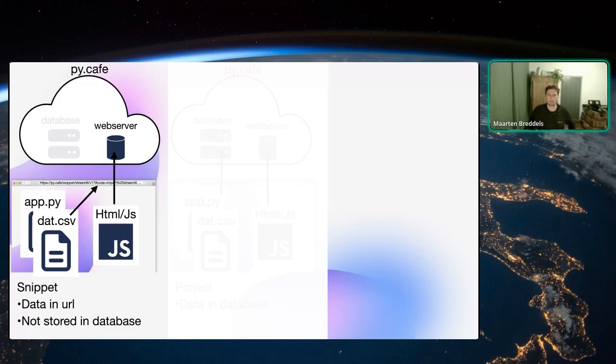I want to get a little bit back to how we store the data. So in the beginning, I talked about snippets. That's what you see on the left. And in the cloud, we have a PyCafe server running, consisting of a database and a web server. If you go to PyCafe, all the HTML, JavaScript, CSS, everything gets fetched from the web server. But the data that you put in, like your app and your data and your CSV file, those are all encoded in the URL. That means that the data is in the URL and not stored in our database.